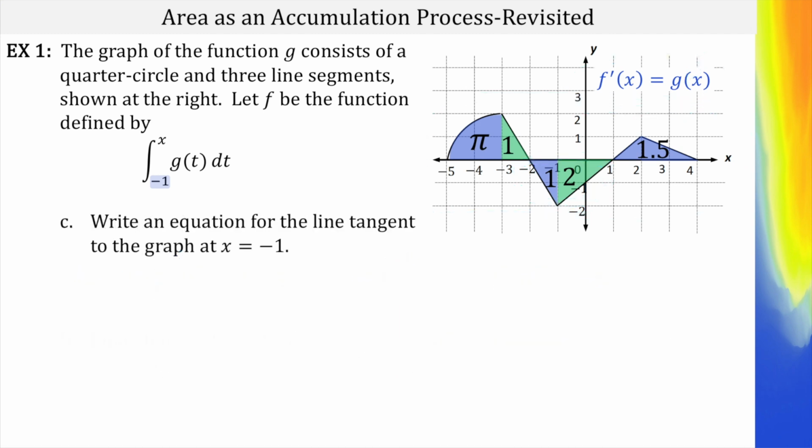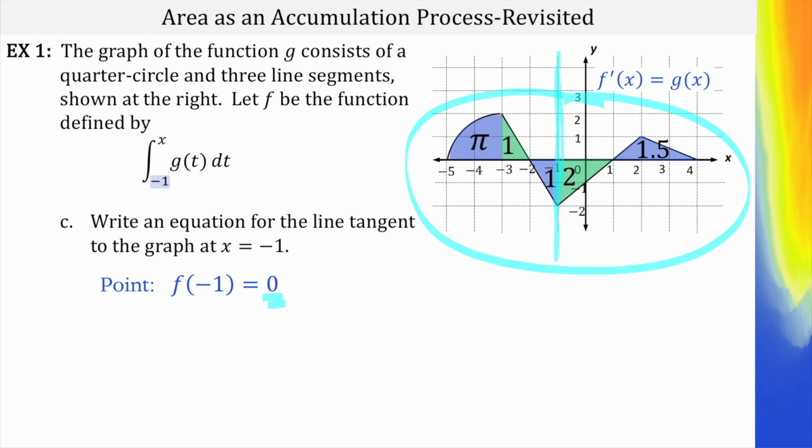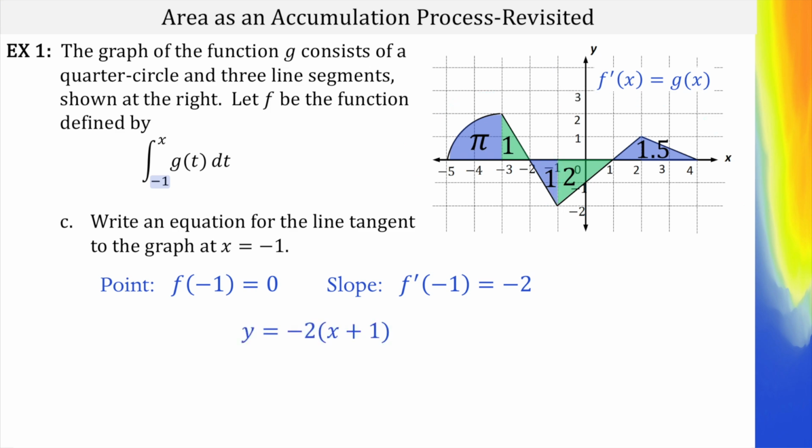Now let's write an equation for the tangent line to the graph at x equals -1. So in order to do that, we need a point and a slope. So if we go -1 to -1, we haven't gone anywhere. So we've gone 0. And then the slope, well, again, this is the derivative graph. This tells you the slope at any given point. So at -1, our slope is -2. So we have point, we have slope, we have the equation of a tangent line.